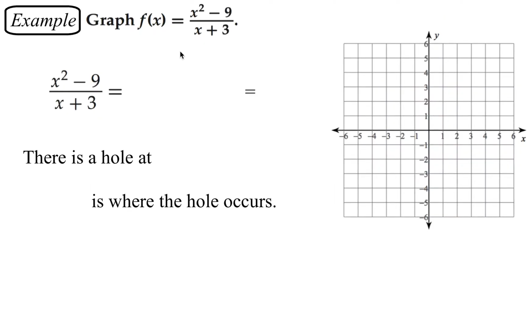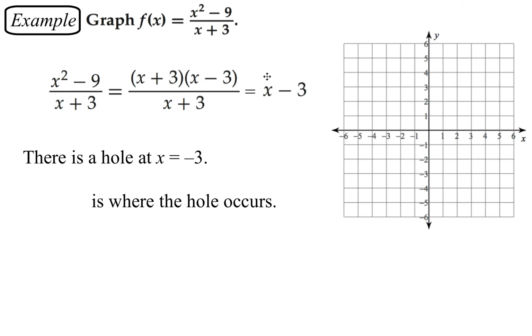Here's another example. First thing we want to do is to go ahead and factor anything we can. The numerator factors as a difference of two squares. You can see that we have a factor that's going to cancel, so there's a hole at x equals -3. Okay, that's the point that cancels. And so our function simplifies as y equals x minus 3. That's the equation of a line. And then -3, -6 is where the hole occurs.